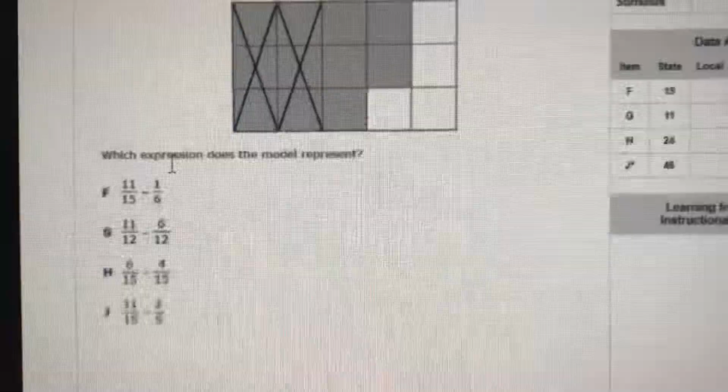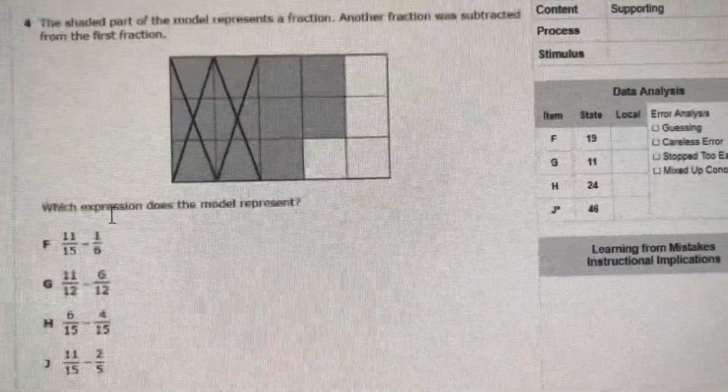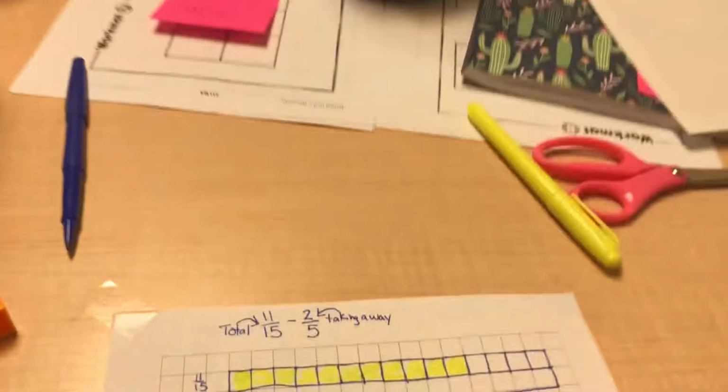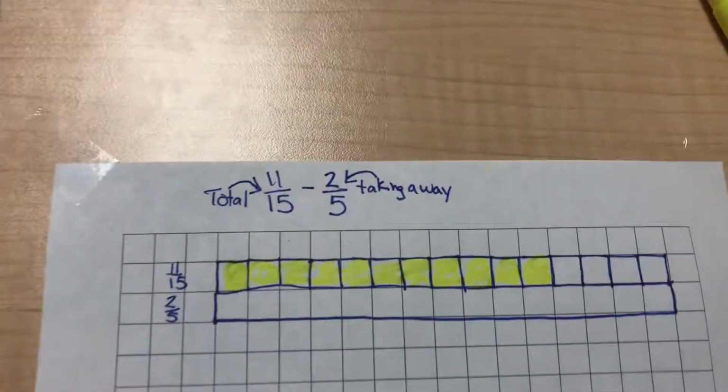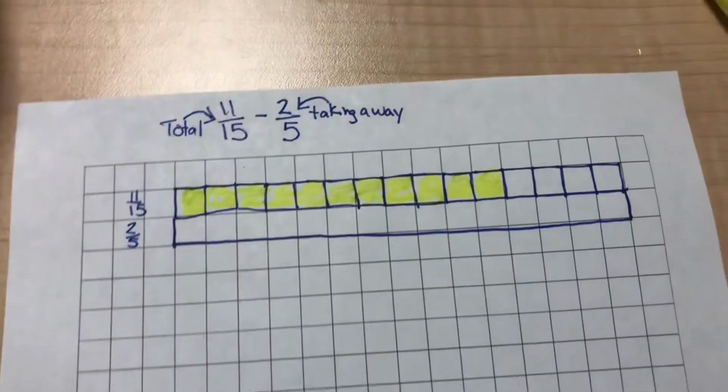Now, once again, the difference isn't even listed. It's just the expression. But if they can even just look and see what's left, that might help them in their thinking. And either way, we want them to be able to interpret this type of model. So I'm going to show you how you can do that with a strip diagram. I have the same exact expression. I have 11/15 minus 2/5 here.